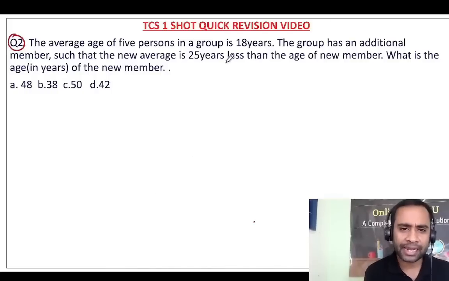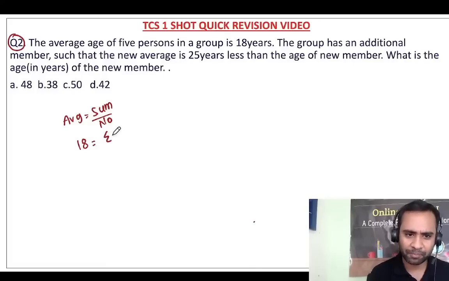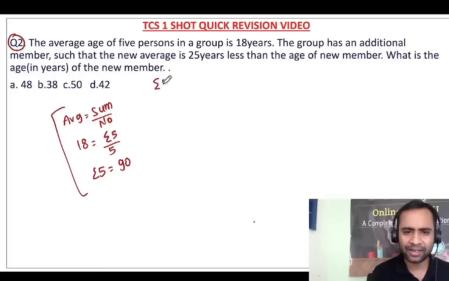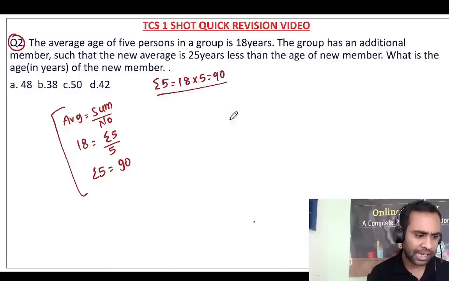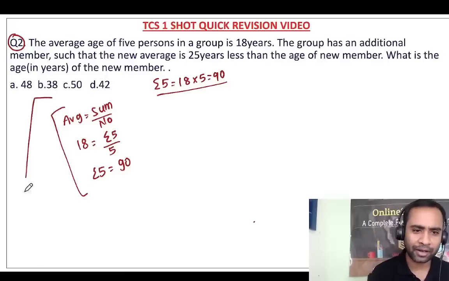Now, the average age of 5 members in a group is 18 years. So, sir, average is equal to sum divided by number. The average they have given is 18, the sum we don't know, right? So the average of 5 members, divided by 5. That means the total age is nothing but 90. You don't have to write all those things. You can directly write the total sum of ages will be 18 into 5, 90. See, if it comes, you leave it.